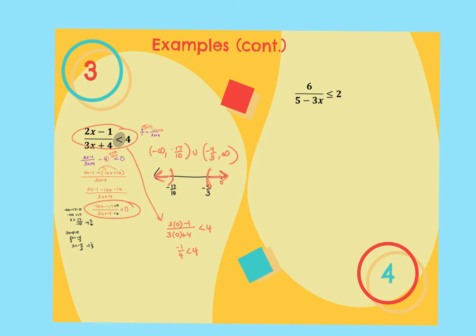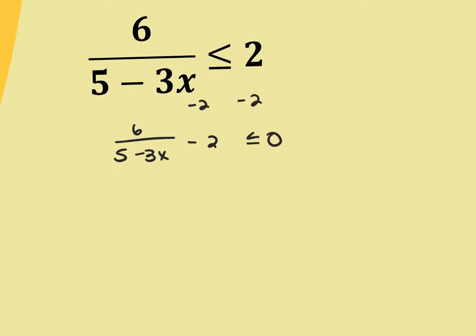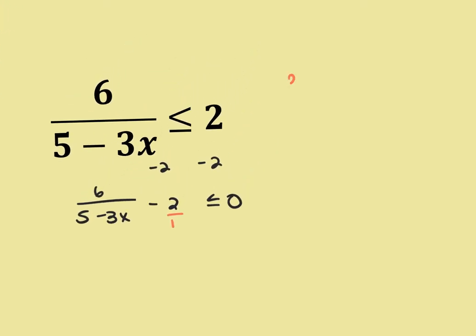Okay, so for number 4, we're going to start by moving 2 to the other side. So I'll get 6 over 5 minus 3x minus 2 is less than or equal to 0. I need to give 2 the denominator of 5 minus 3x. So 2 over 1, I'd have to multiply by 5 minus 3x. So this becomes 10 minus 6x.